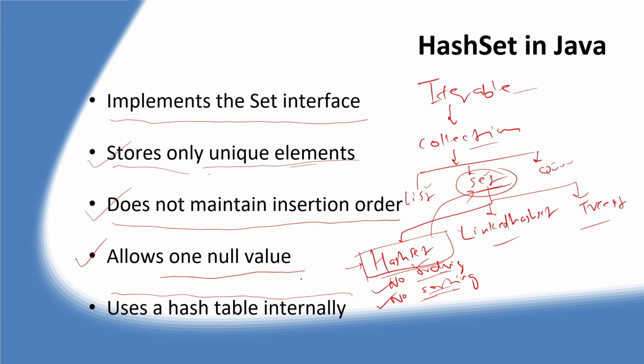So these are the properties of HashSet. It does not preserve insertion order, it allows a single null value, and internally it uses a hash table for fast operations.